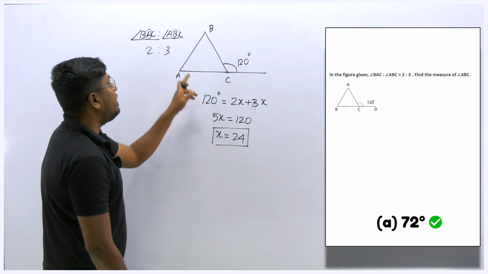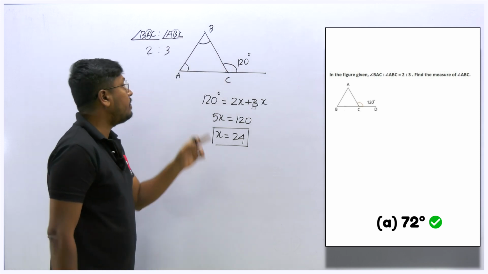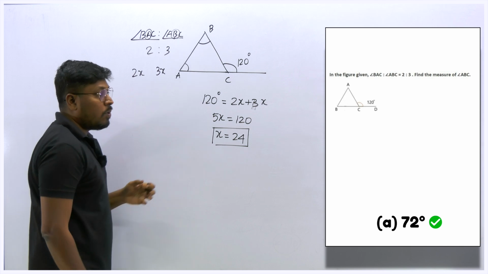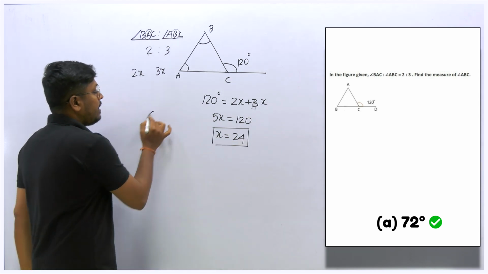So now we can easily find the angle of A and the angle of B. Why? Because the angle of A is how much? 2x. The angle of B is how much? 3x. And now according to the question, our target is to find the measurement of angle ABC.